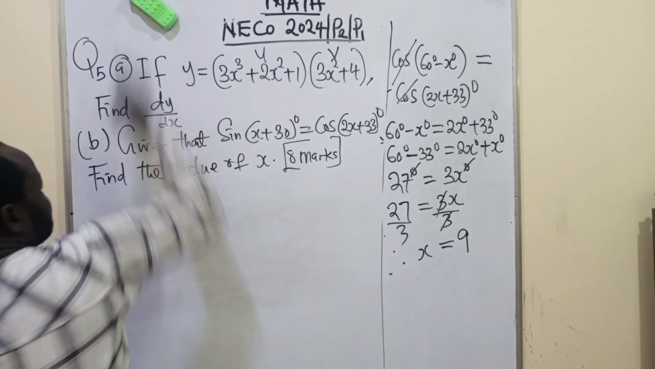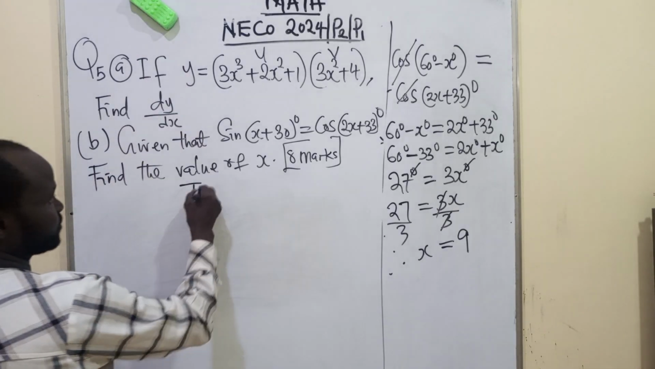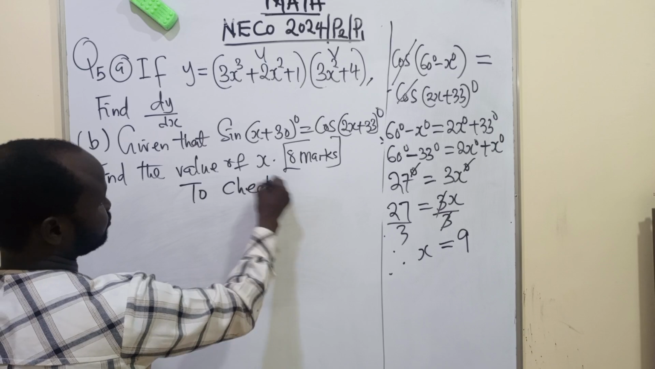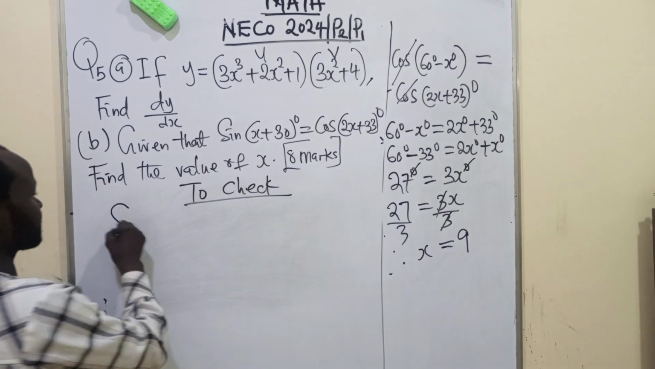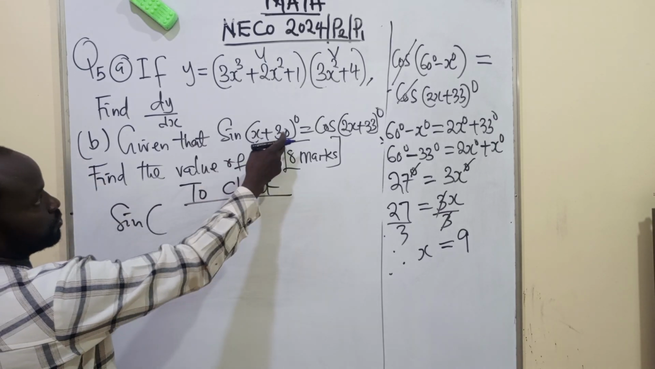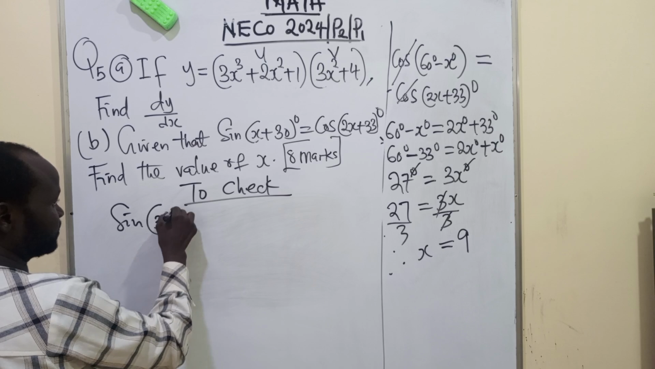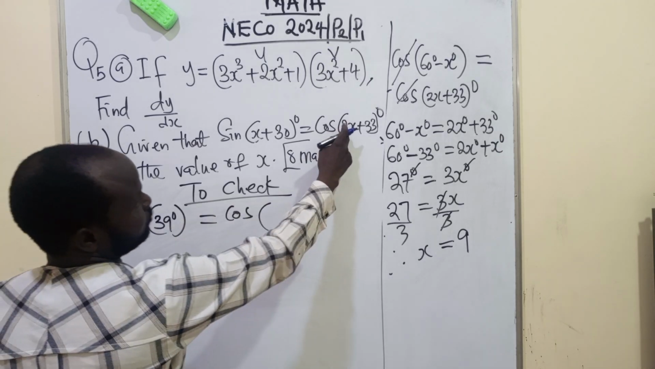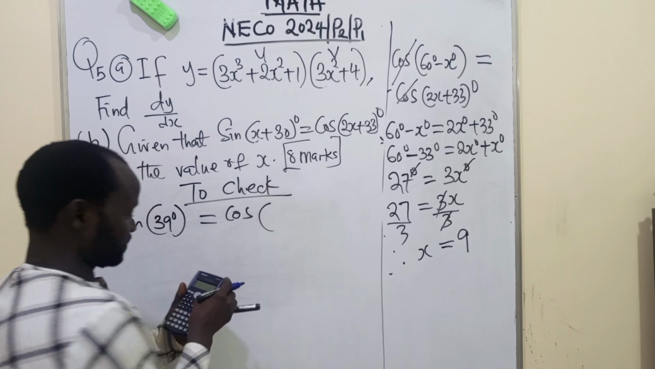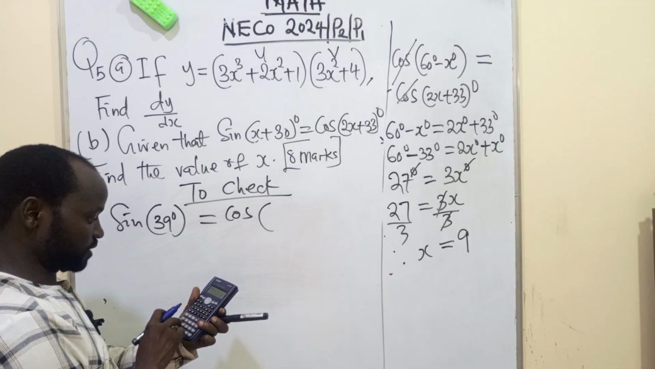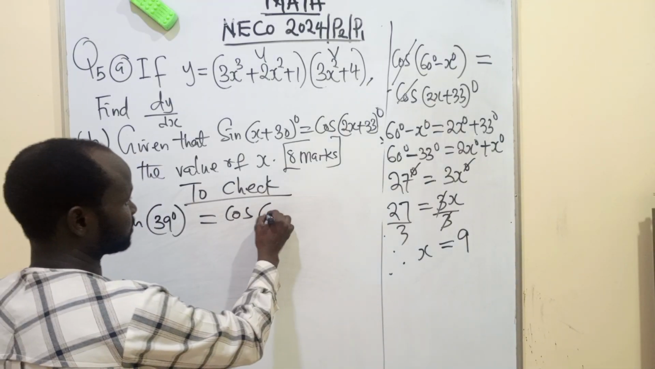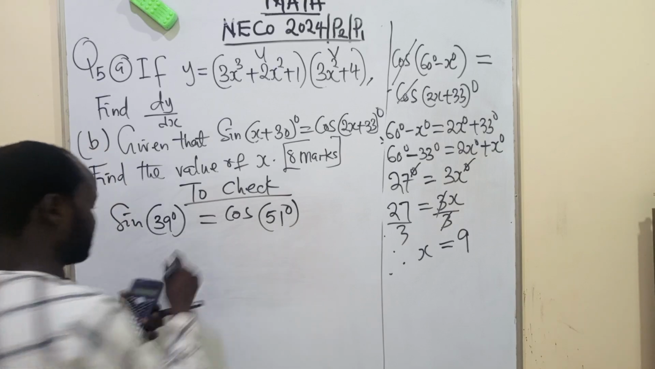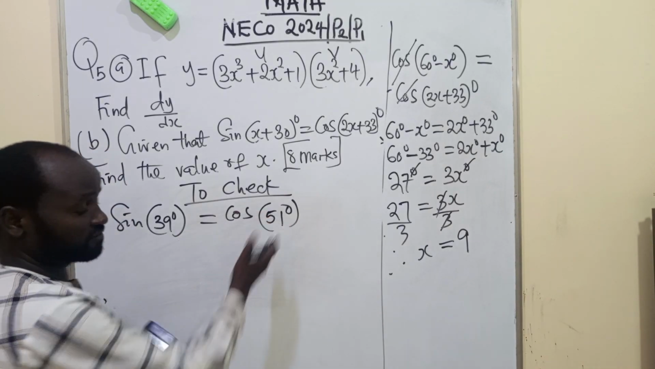To check now this b, it will be sine 9 plus 30, that will be 39 degrees. Is it the same thing as cos 2 times 9, that will be 18. Then 33 plus 18, 51 degree. Is sine 39 degree the same as cos 51 degree?